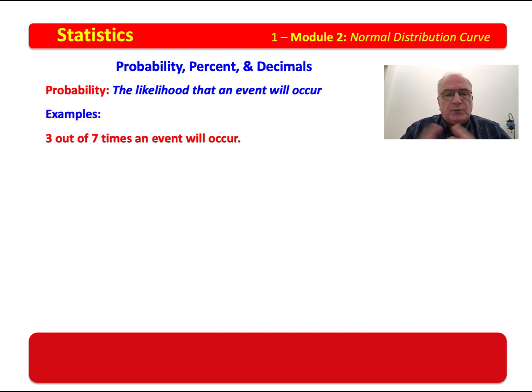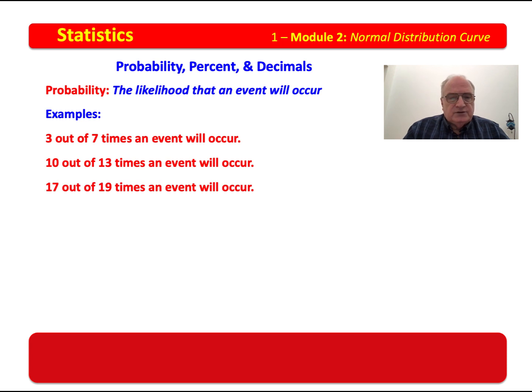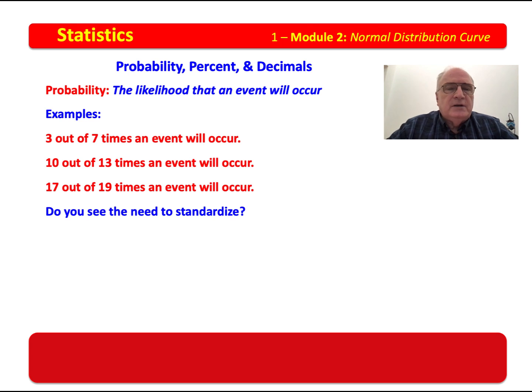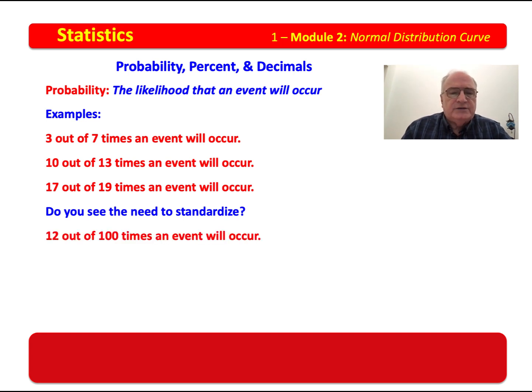Examples might be that 3 out of 7 times an event will occur, 10 out of 13 times an event will occur, 17 out of 19 times an event will occur. Do you see the need to standardize these things? How does 3 out of 7 compare to 17 out of 19 and 10 out of 13? If we can look at probability and the likelihood that an event will occur, and we can standardize the way that we view it, it will make using the information much easier.